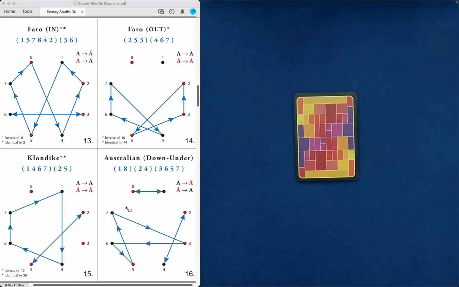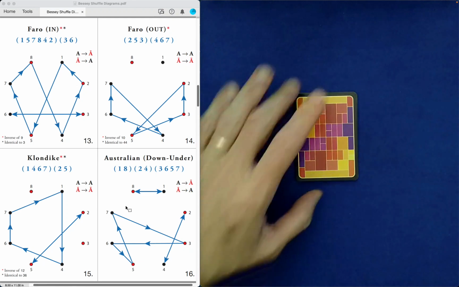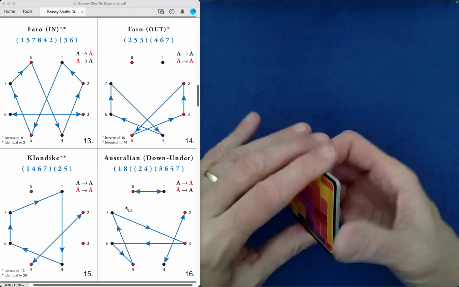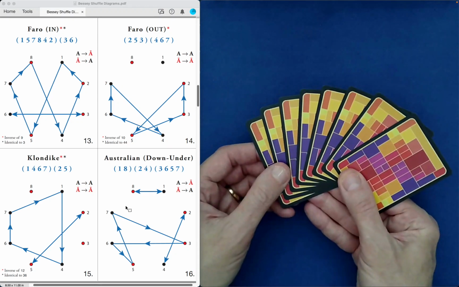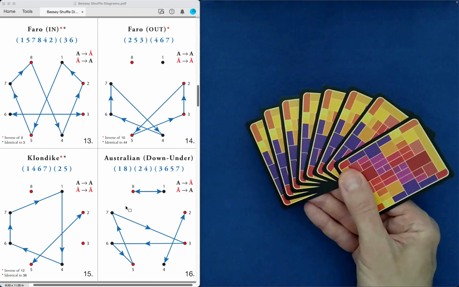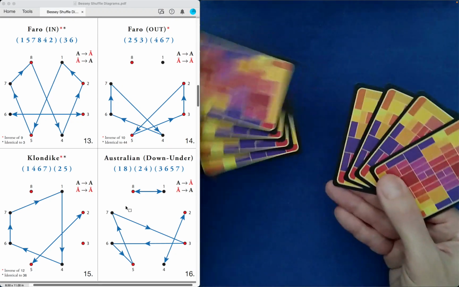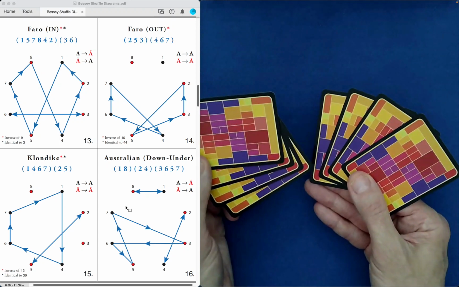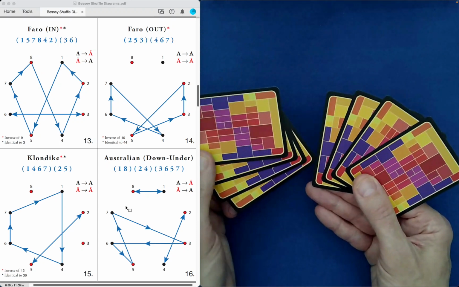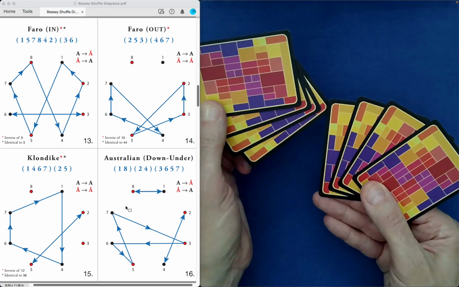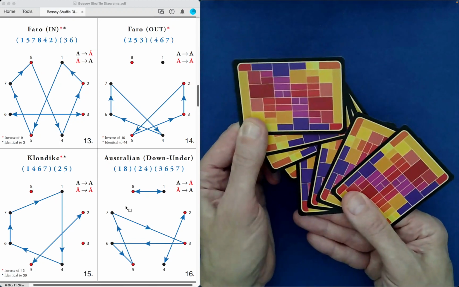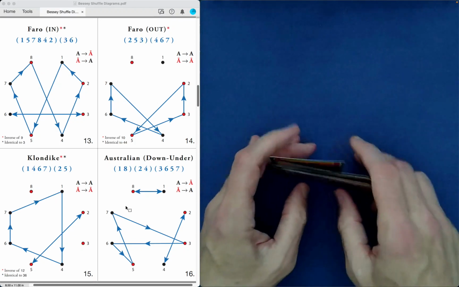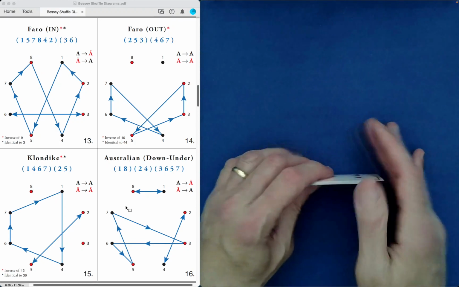So if you were here, I'd ask you, which one would you like first? You want the faro out first? Faro out. Okay, so let's remind ourselves how this works. We just fan out the cards. We take the bottom half of the packet, and then we interlace them perfectly. Now we're going to do it in such a way that the one on the top right will stay on top. Okay, so that will be the faro out.